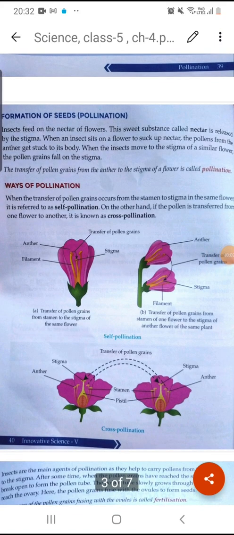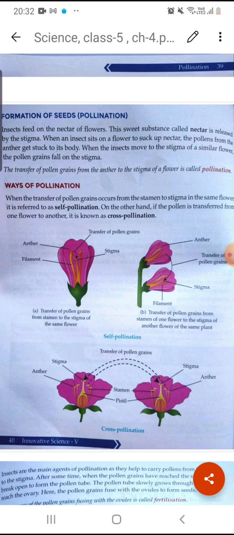So today we'll discuss pollination and the formation of seeds. Pollination means the transfer of pollen grains from the anther of one flower to the stigma of another flower. This process is known as pollination.